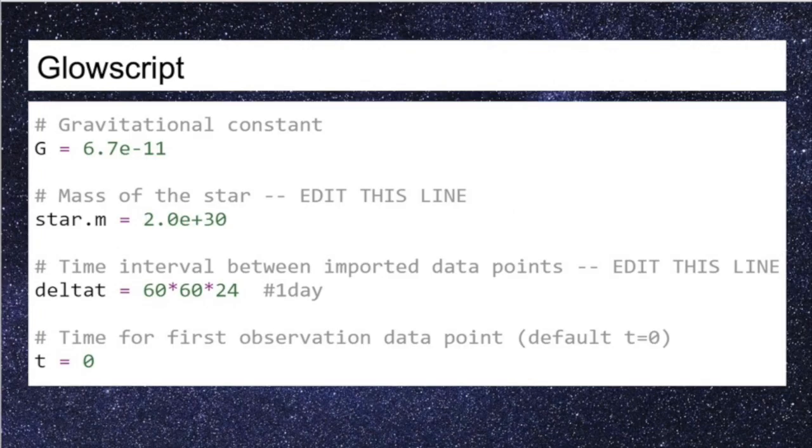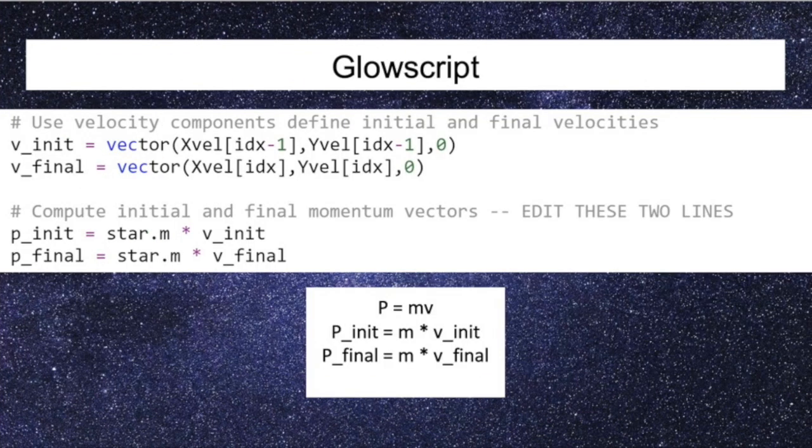The first step in completing my GlowScript and computational model was to plug in the given parameters, which was G equals 6.7 times 10 to the negative 11 as the gravitational constant, the mass of my star as 2.0 times 10 to the 30 kilograms, and delta t as the time of 1 day. We were given v initial and v final, but I needed to calculate p initial and p final using the momentum principle and Newton's second law.